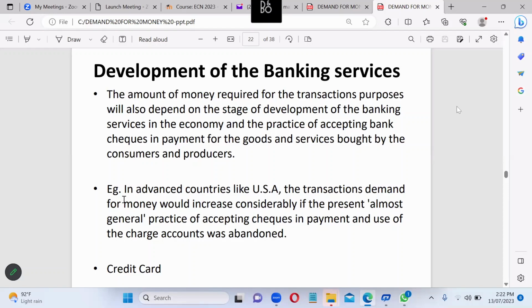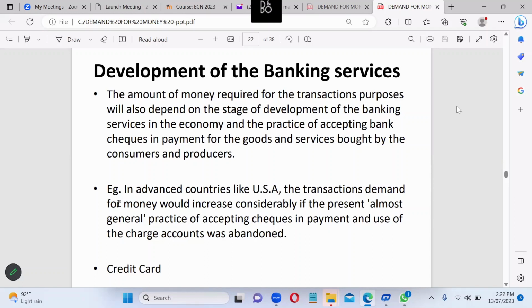Sometimes we pay money through the banking service. That is the development thing, why we are holding money for the transaction. Nowadays we can't give the payment by currency. We pay the money through check or through ATM cards. So that is also why we are holding the money for transaction purposes.